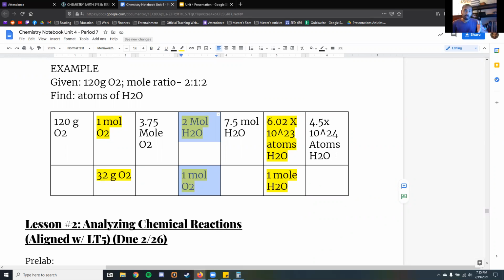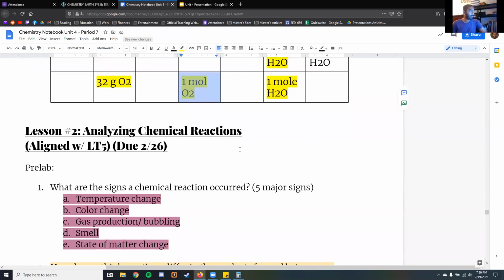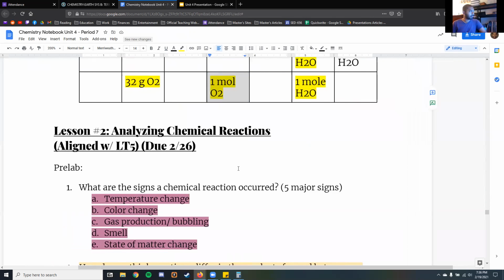And finally, the mole itself. The mole itself is a conversion factor that lets us turn moles into particles or atoms. And so 1 mole will always equal 6.02 times 10 to the 23 atoms or particles. So, not spending too much time on that.